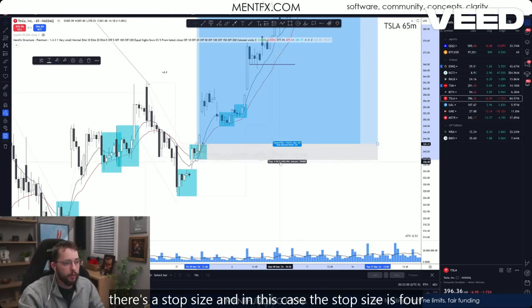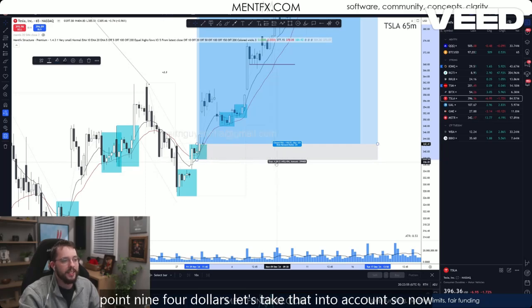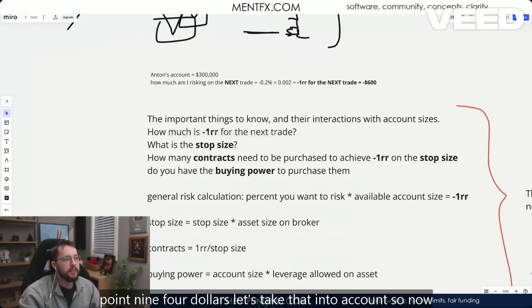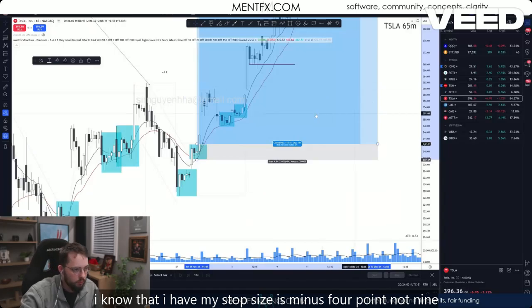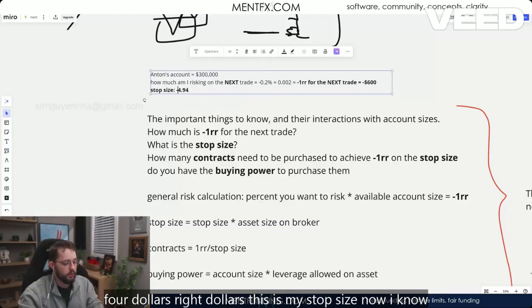So if you notice at the bottom, there's a stop size. And in this case, the stop size is $4.94. Let's take that into account. So now I know that my stop size is minus $4.94, in dollars. This is my stop size.